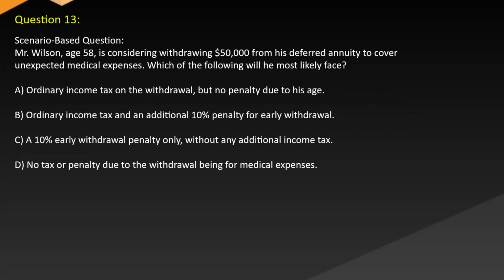Question 13. Scenario-based question. Mr. Wilson, age 58, is considering withdrawing $50,000 from his deferred annuity to cover unexpected medical expenses. Which of the following will he most likely face? A. Ordinary income tax on the withdrawal, but no penalty due to his age. B. Ordinary income tax and an additional 10% penalty for early withdrawal. C. A 10% early withdrawal penalty only without any additional income tax. D. No tax or penalty due to the withdrawal being for medical expenses.